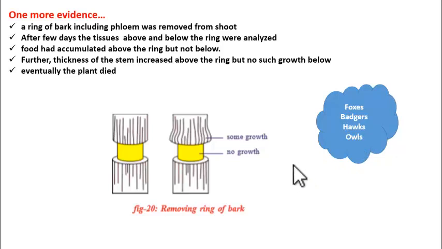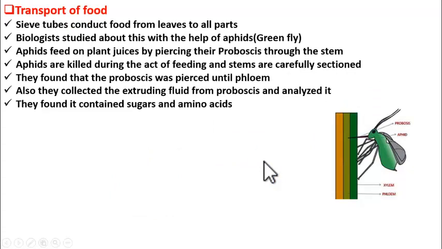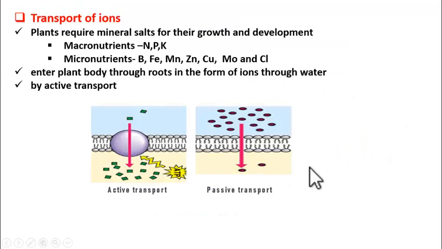Got it? And that is how they protect the plants. So this is one more evidence that phloem conducts food materials. Students, you understood? I hope you understood the transportation of ions and food. So with this, the transportation of materials in plants is over. Got it? Thank you.